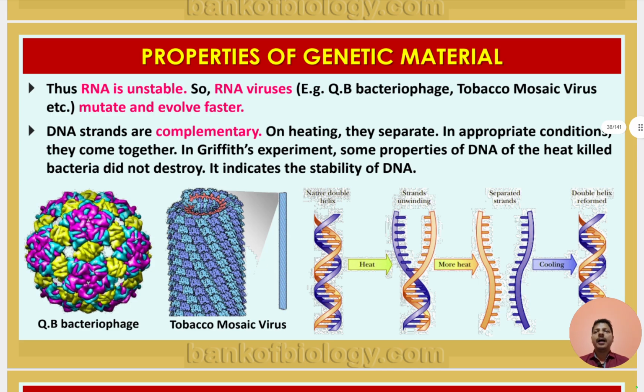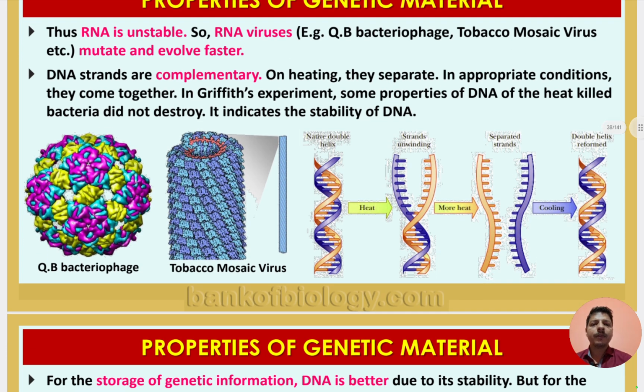Thus RNA is unstable. So RNA viruses, for example Q beta bacteriophage and tobacco mosaic virus, mutate and evolve faster because RNA is unstable. DNA strands are complementary. On heating they separate, and in appropriate conditions they come together again. In Griffith's experiment, some property of the DNA of the heat-killed bacteria was not destroyed. It indicates the stability of DNA.